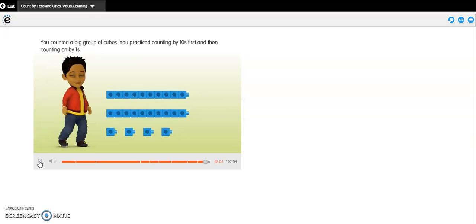You counted a big group of cubes. You practiced counting by tens first and then counting on by ones. Okay, so today when you do your interactive workbook page, you'll be completing page 645. On this page, you will see groups of cubes just like in this video. There will be tens and there will be ones. Please remember when you're counting your tens to count by tens. If you try to count all of them by ones, it will take a really long time. Feel free to reach out if you have any questions or comments or need any assistance.